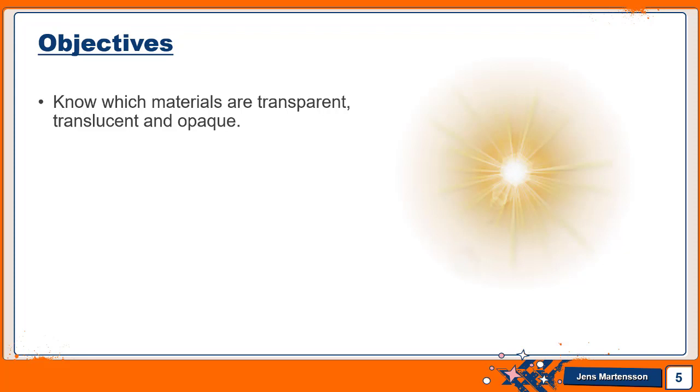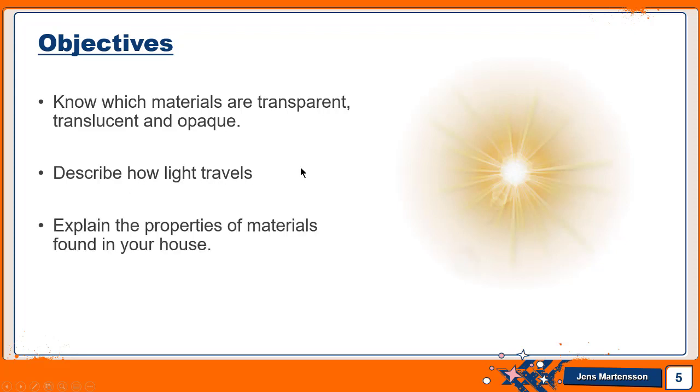So first of all, we had some vocabulary right at the beginning of the lesson: transparent, translucent and opaque. And what we're going to do is know which materials are transparent, translucent and opaque. Now, light is very, very important to us, and in the study of science we look at how light behaves. Today we're going to look at how light travels, and we're going to explain the properties of materials found in your house. So we look at some materials in and around your house, and we're going to look at how they interact with light.